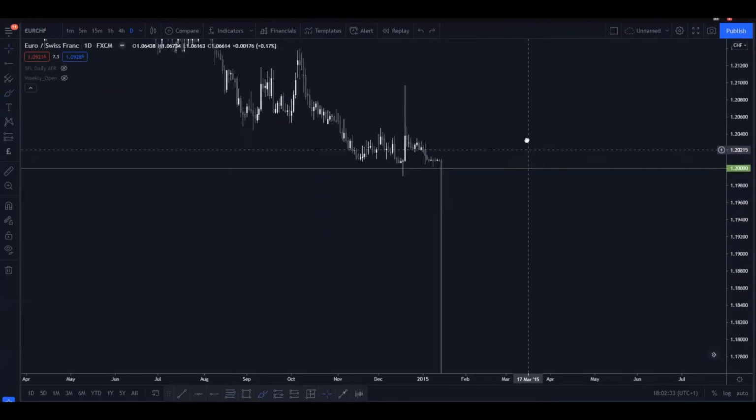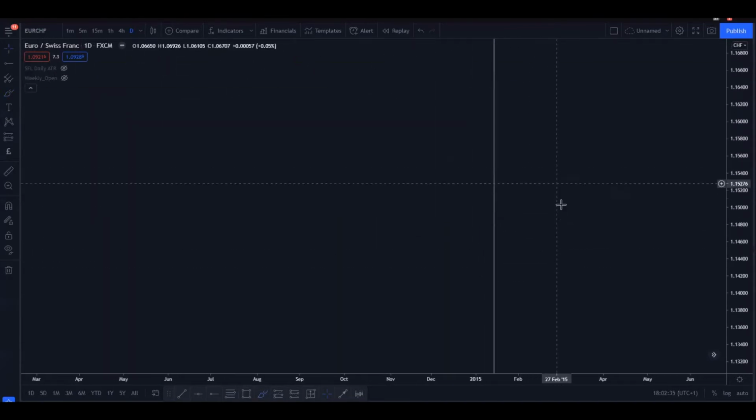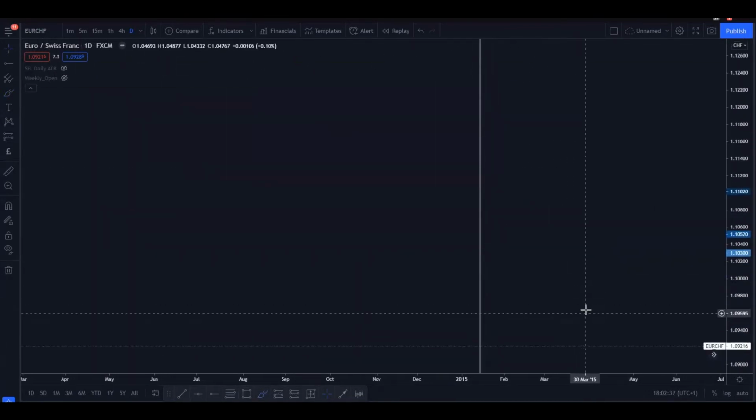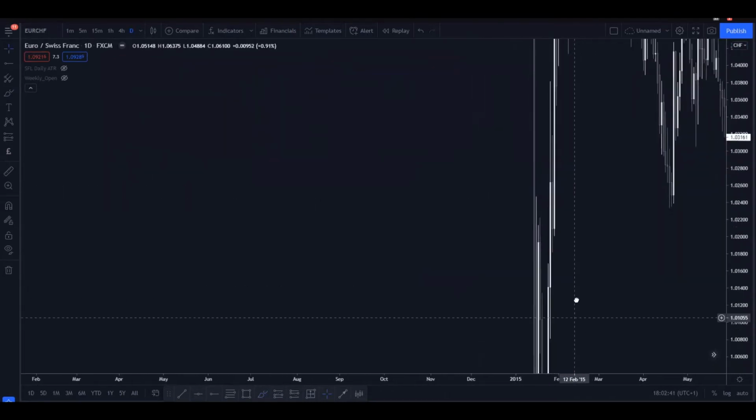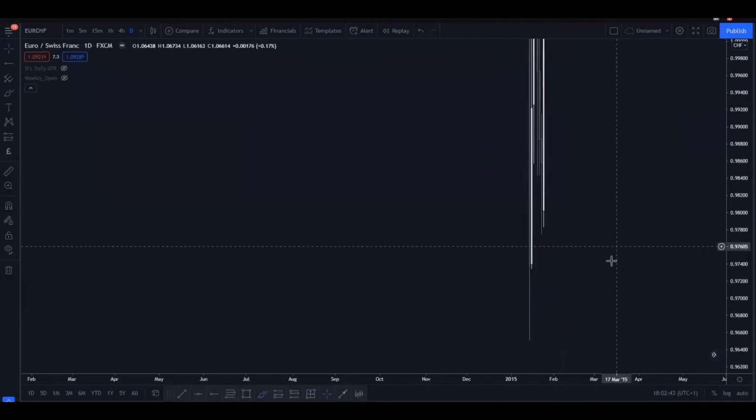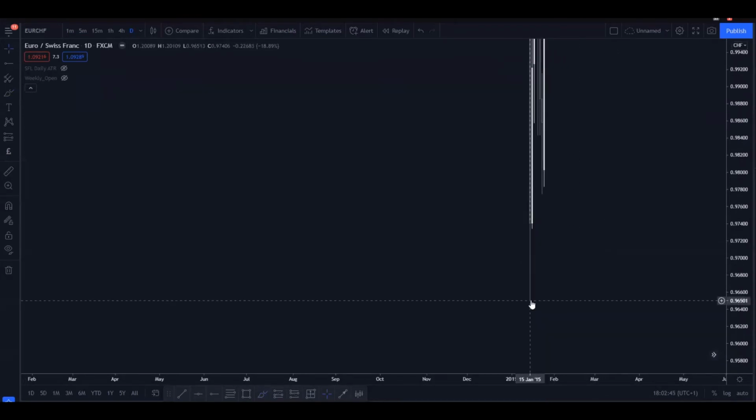So from 120s, the market traded down, and we keep going, and we keep going, to around 96s.